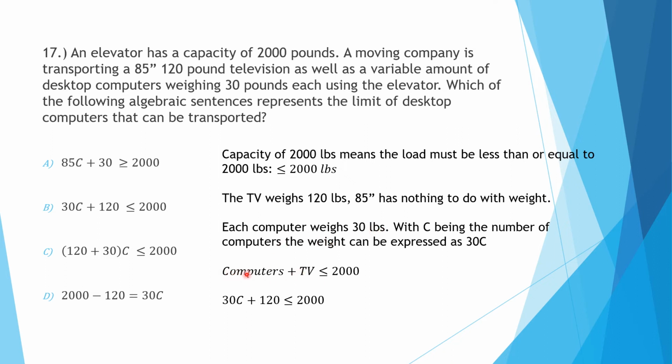The number of computers, plus the TV by itself, must be less than or equal to 2,000 pounds. Since each computer is 30 pounds, the number of computers can be represented by a variable, such as C. In this case, 30 pounds per computer plus the 120-pound television must be less than or equal to 2,000 pounds.